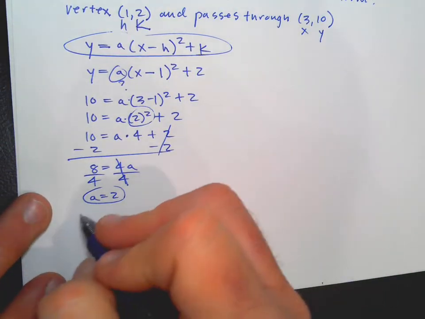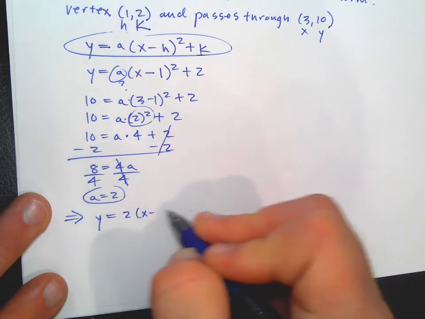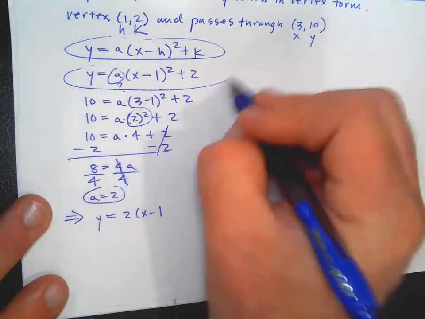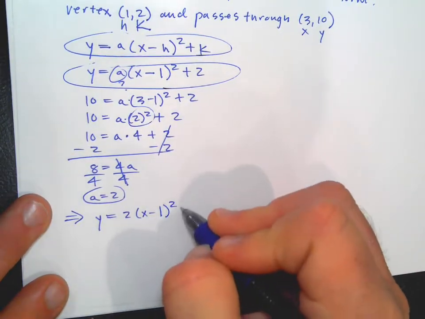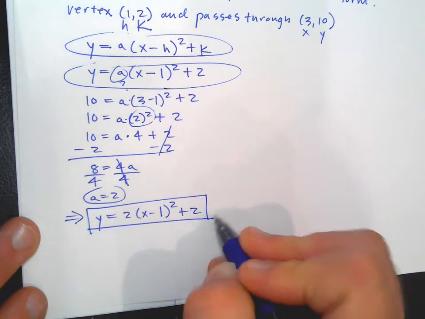So we're going to write our final answer. y equals 2(x minus 1) squared plus 2. So we got everything. So the hardest part was figuring out the a.